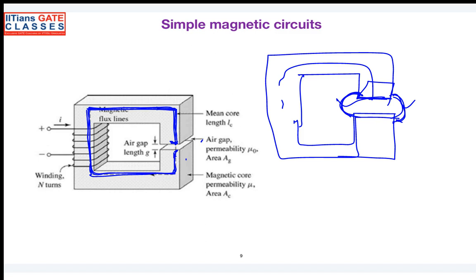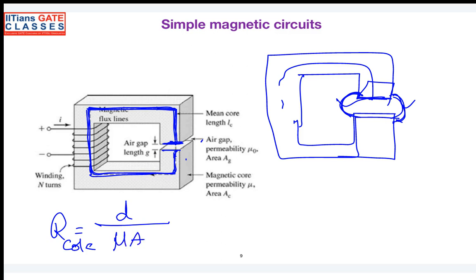Somebody is asking here whether the length of the core won't be d minus g. g is nothing but the length of the air gap. What does d actually represent? The reluctance of the core, once again, is nothing but the mean length divided by mu A.